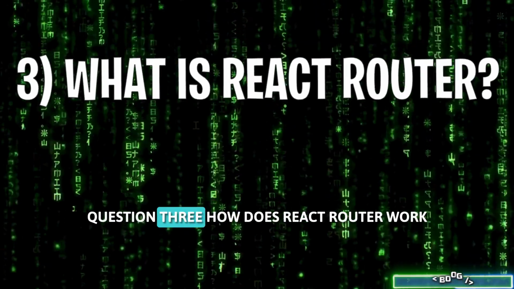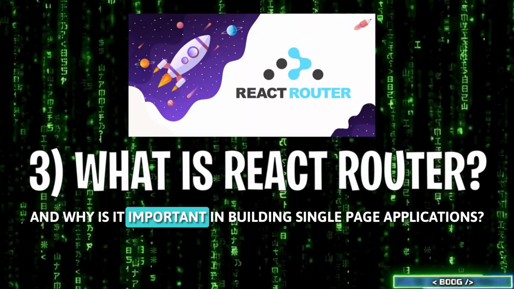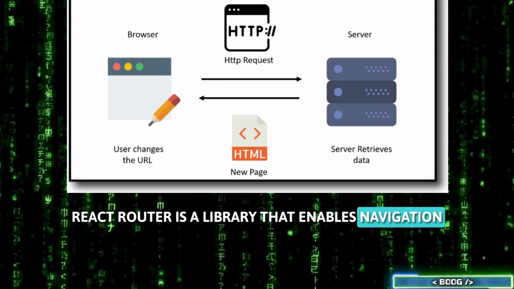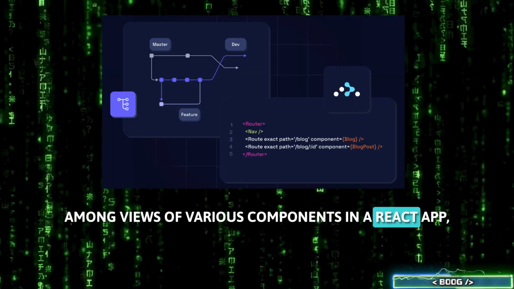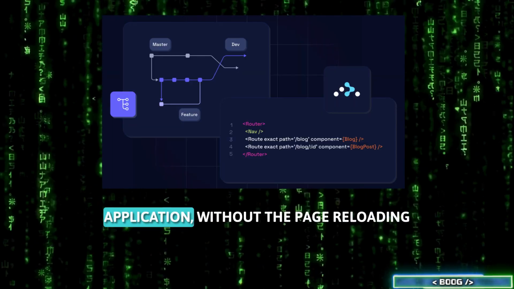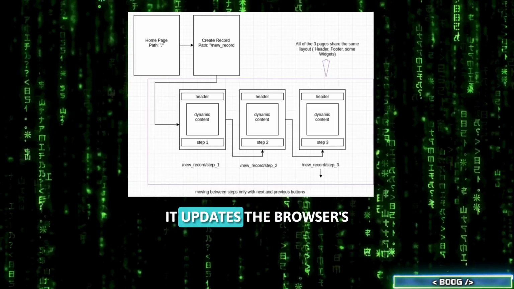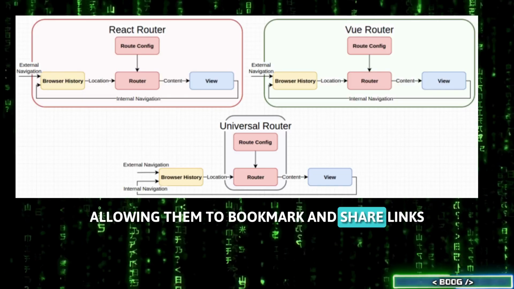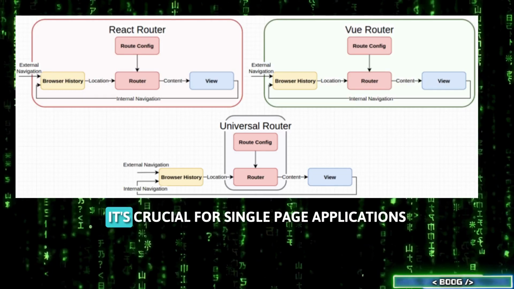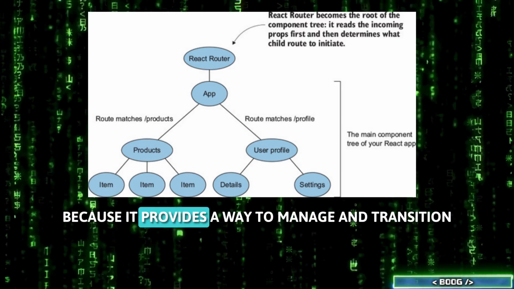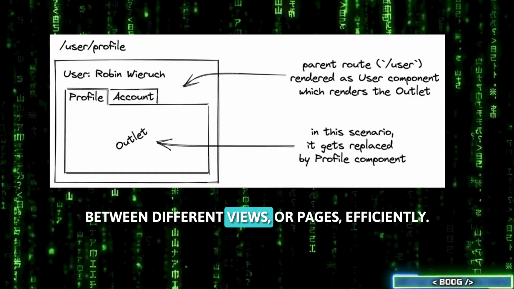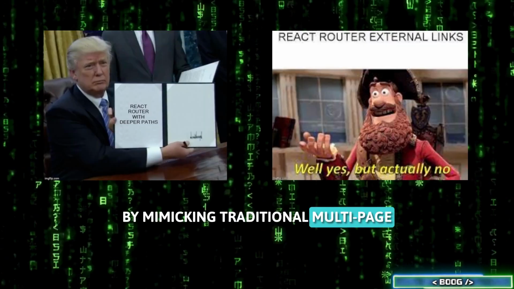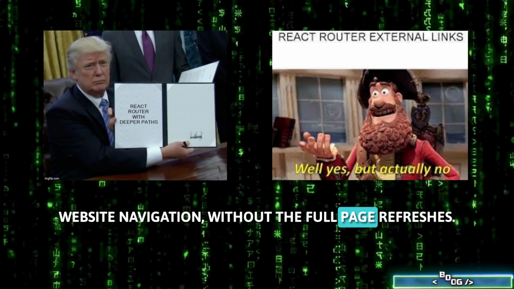Question 3. How does React Router work, and why is it important in building single-page applications? React Router is a library that enables navigation among views of various components in a React app, making it behave more like a multi-page application without the page reloading. It updates the browser's URL as the user navigates through the app, allowing them to bookmark and share links to specific parts of the app. It's crucial for single-page applications because it provides a way to manage and transition between different views or pages efficiently, enhancing user experience by mimicking traditional multi-page website navigation without the full page refreshes.